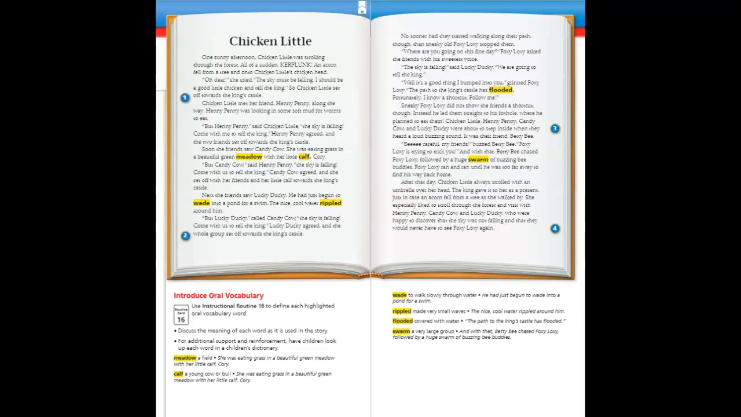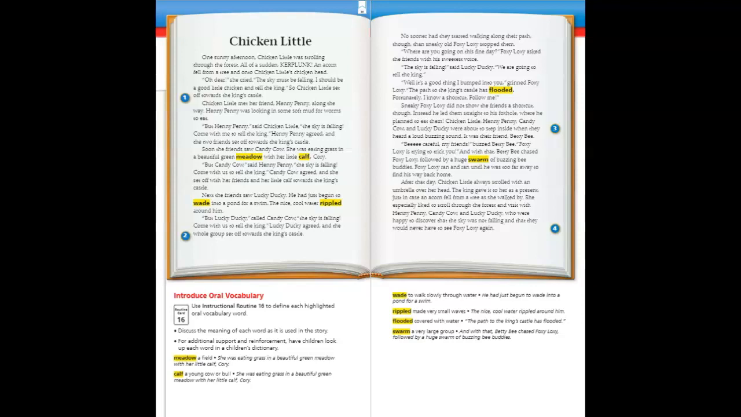No sooner had they started walking along their path than sneaky old Foxy Loxy stopped them. "Where are you going on this fine day?" Foxy Loxy asked the friends with his sweetest voice. "The sky is falling," said Lucky Ducky. "We are going to tell the king."